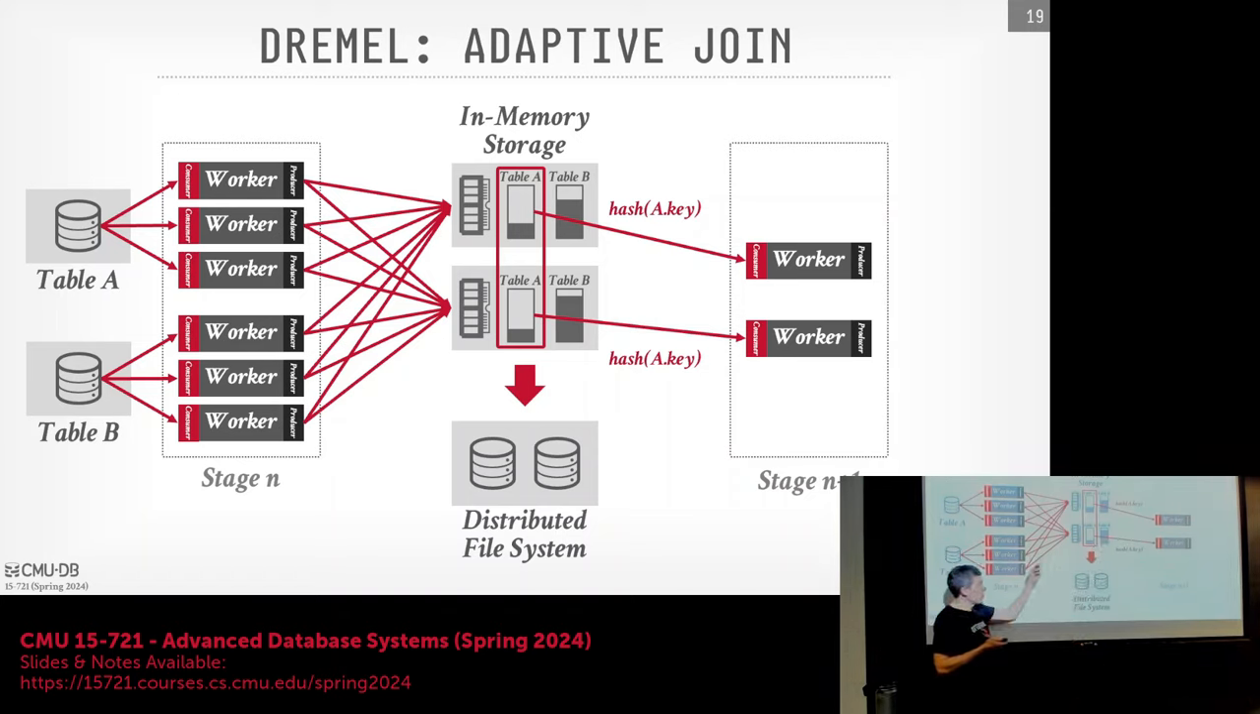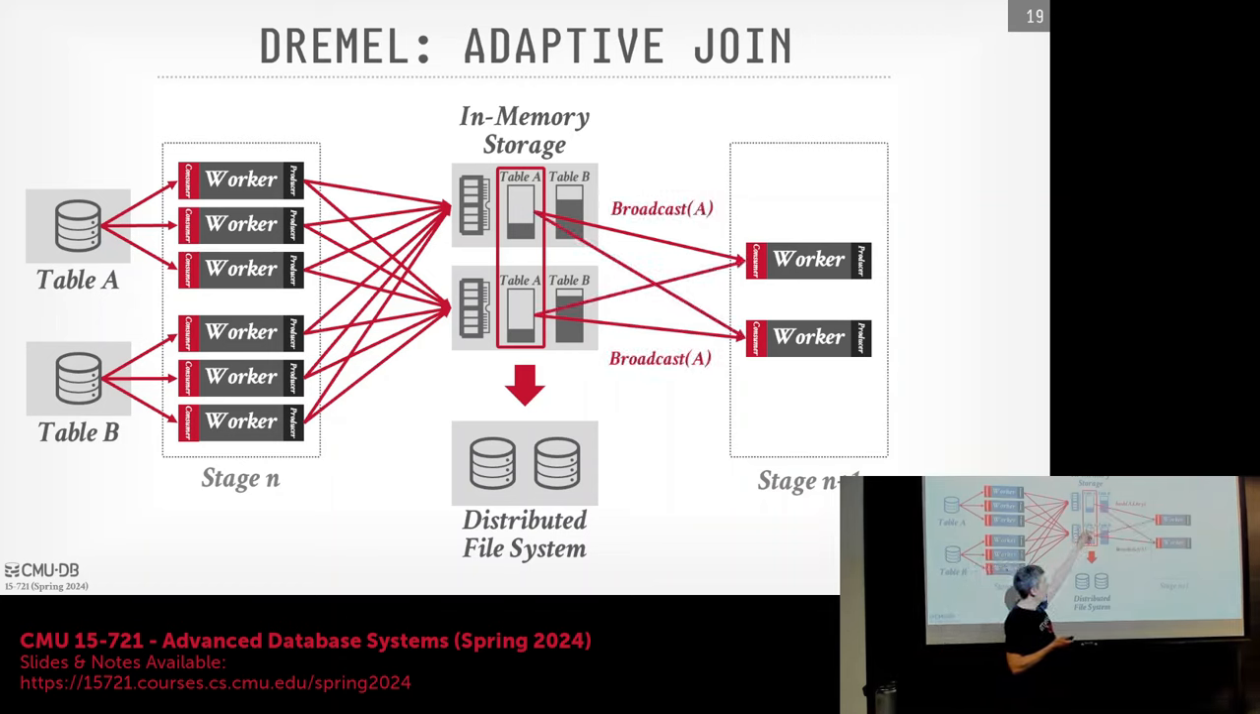But again, if this thing is super small, then I can just change it to a broadcast join, where now every worker will go get the entire contents of table A from the shuffle service. And then I still do the shuffle on B, to partition it up. But now when I join B with A, I have all the data I need to do the join locally.